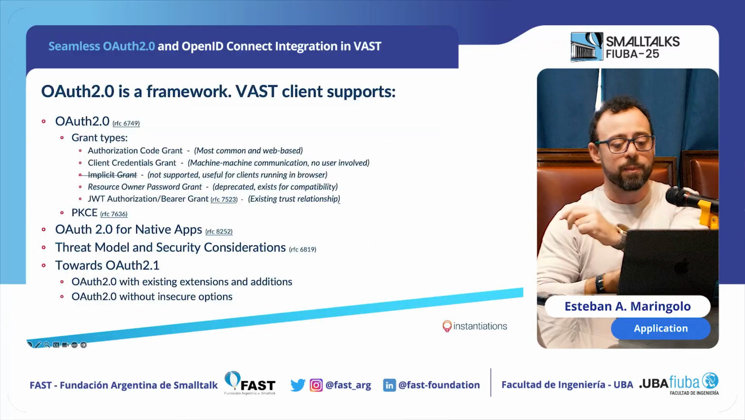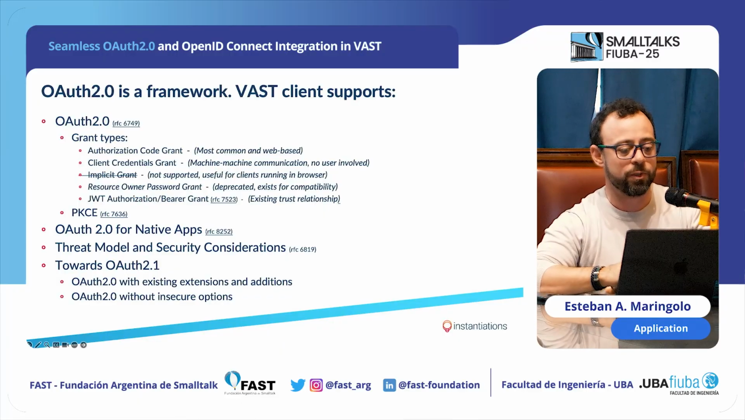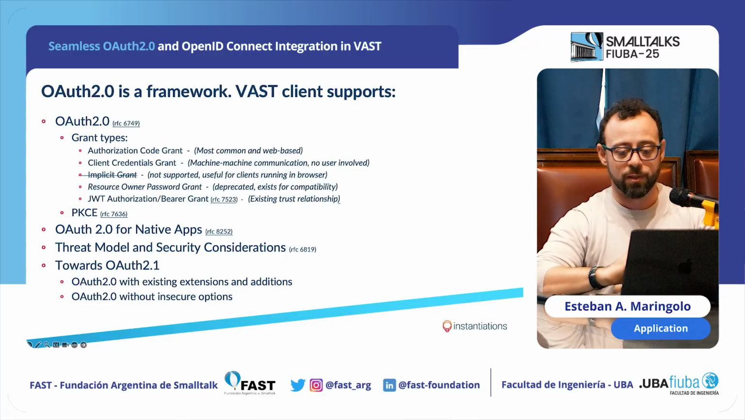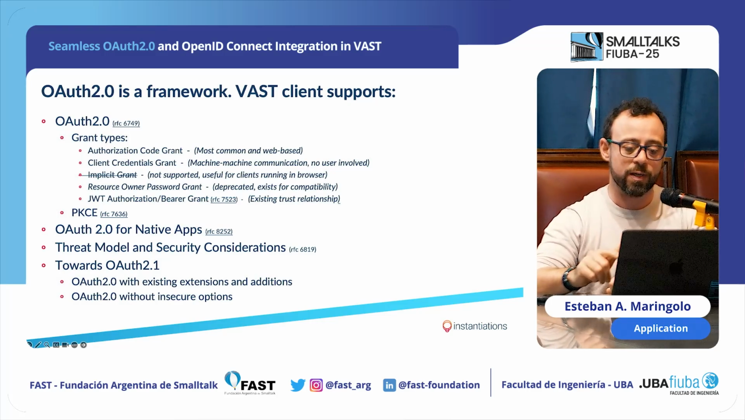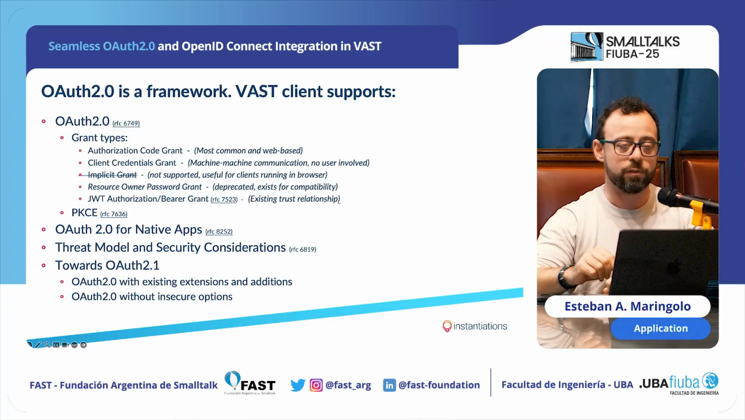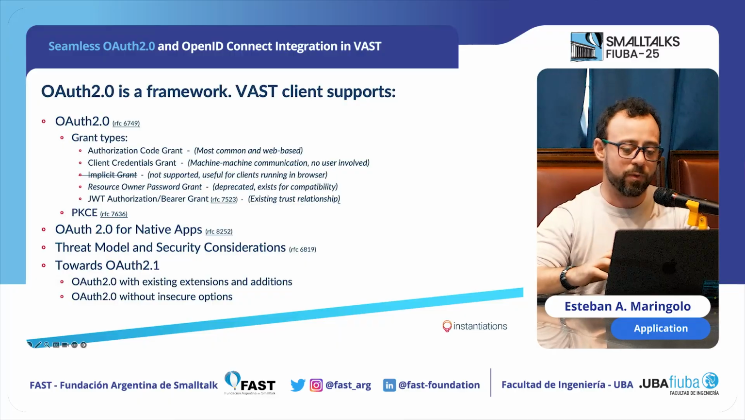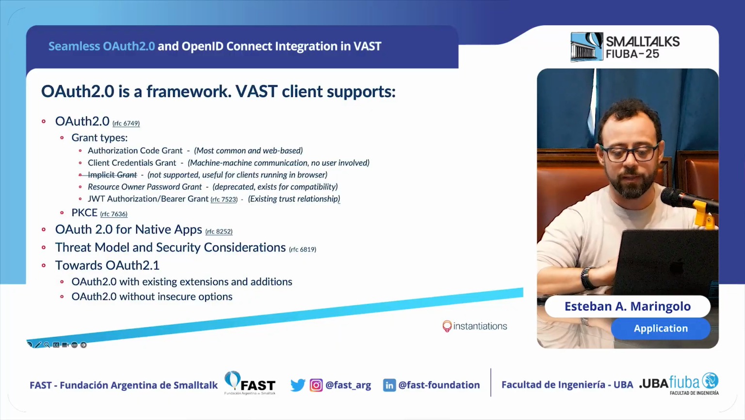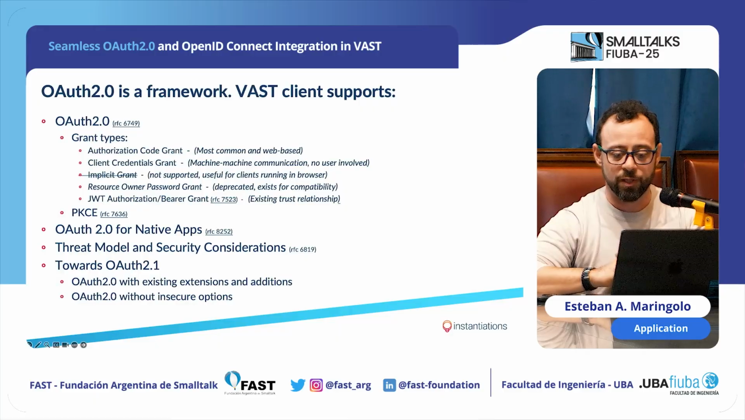But VAST's implementation goes much deeper than just the basics because we support the complete OAuth2 ecosystem. We've implemented the core RFC specification, including all the important grant types: authorization code grant types for web applications, client credentials for machine-to-machine communication, even the deprecated resource owner password grant for backward compatibility. We deliberately don't support the implicit grant because it's being deprecated for security reasons.